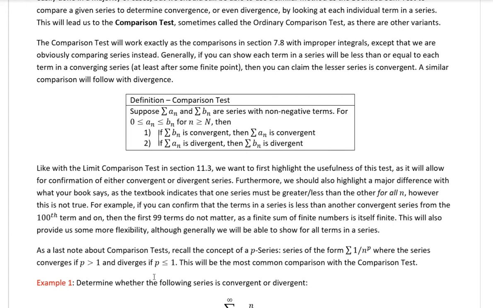So that allows us a little bit more flexibility with this. We don't need to be stringent on, oh, well, it's not true for the first 5 terms, so this doesn't work. If it's true for the 6th term and on, then we're good. That's all we need.